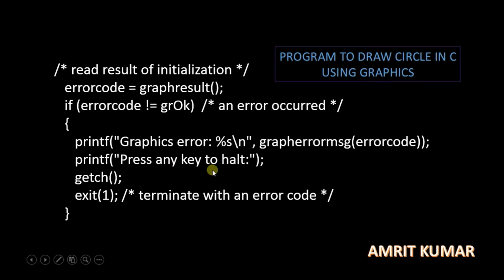Okay, and "press any key to halt", and then the getch function helps us to get a character from the keyboard, and when it gets a character, it exits. It exits means terminate with an error code. So this is the code which helps us when the code is not going to be done properly. It will give you an error message if the code is not going to be done properly.